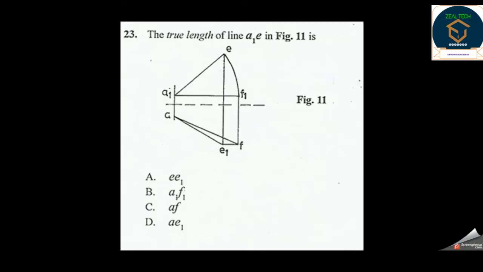Now, the true length of line A subscript 1 E. This is the line in question they are talking about. The true length of it requires the use of not the triangulation method, but the revolution method, whereby you rotate it to come to the foot of the line. Then we drop it down to meet the foot of the second line, or the image of it. So the true length here is going to become AF, and the answer therefore is C.